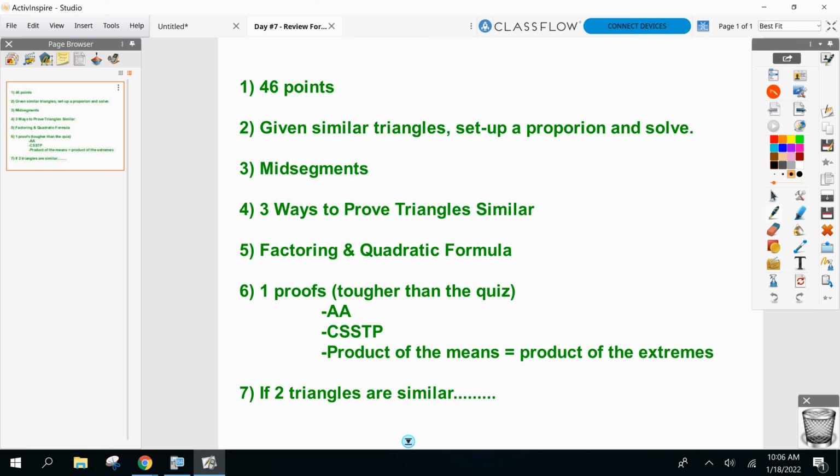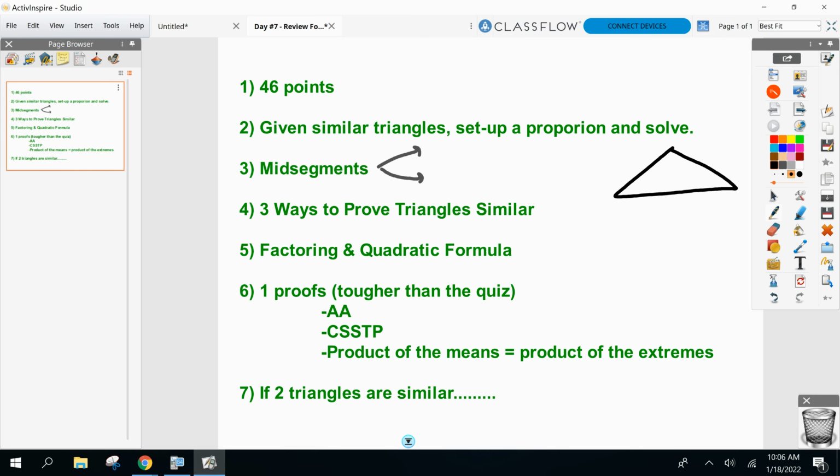Can you match up sides, set up a proportion, cross multiply, and solve? All right, that'll be on there. Mid segments, let's go over that real quick. That was Friday's topic that we finished in class and finished the notes. Two things about, well, mid segment first. Let me draw a diagram. It's easier to refer to a diagram.